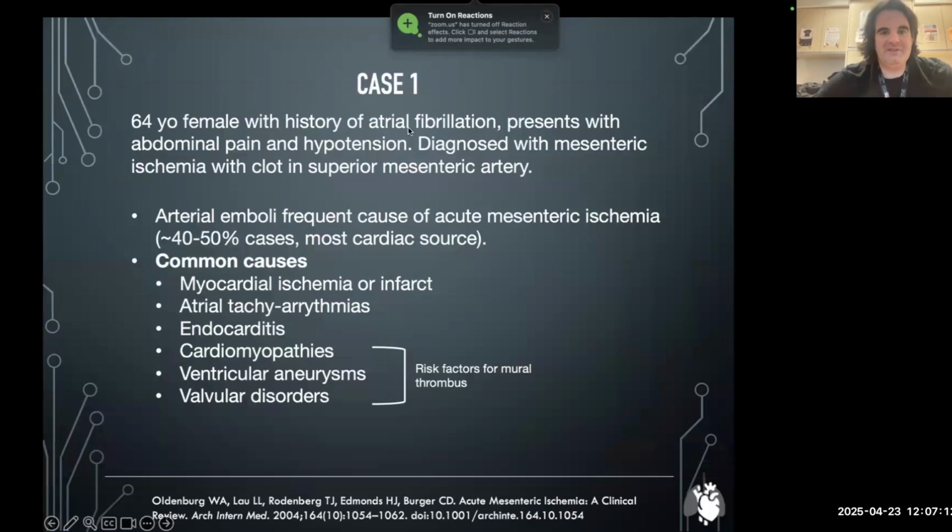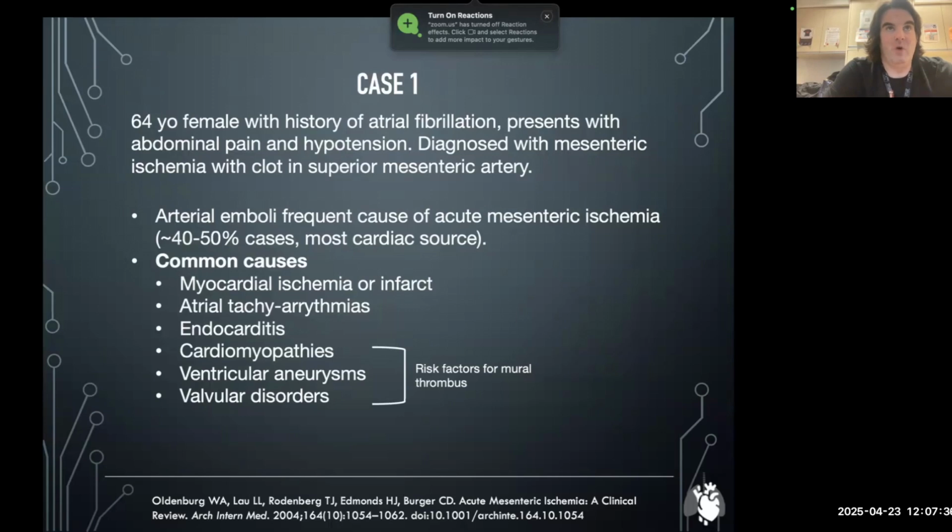So again, history of atrial fibrillation, abdominal pain, hypotension, diagnosed with clot in the SMA. So arterial emboli are a frequent cause of acute mesenteric ischemia. This is not a talk on acute mesenteric ischemia, but I just want to emphasize the point that 40–50% of these cases are most often a cardiac source. And just given the history of AFib, that makes your level of suspicion higher.